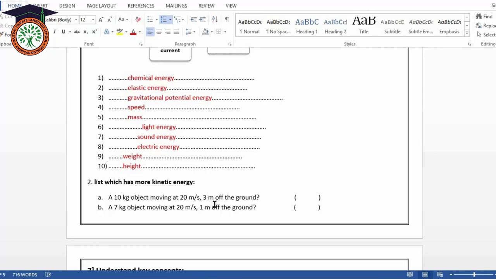Okay, so let's move to the other question. List which has more kinetic energy. I have two objects moving here, and I need to know which one has more kinetic energy. Number one, a 10 kilogram object moving at 20 meters per second, 3 meters off the ground, or a 7 kilogram object moving at 20 meters per second, 1 meter off the ground. So we have three factors here: the mass, the speed, and the height. I'm talking about the kinetic energy, so am I going to look at the height? I don't think so. So we're going to neglect this part.